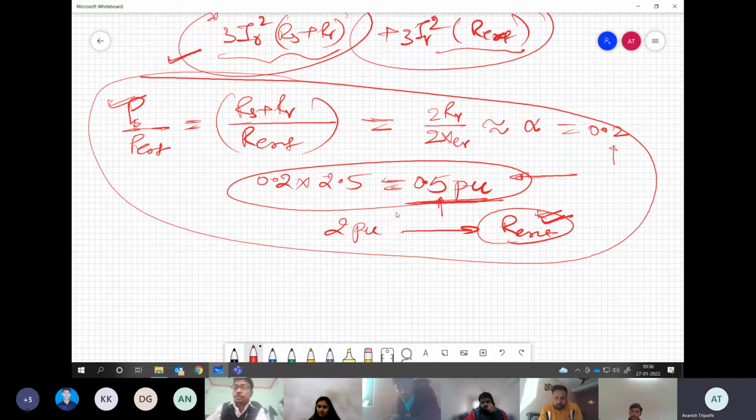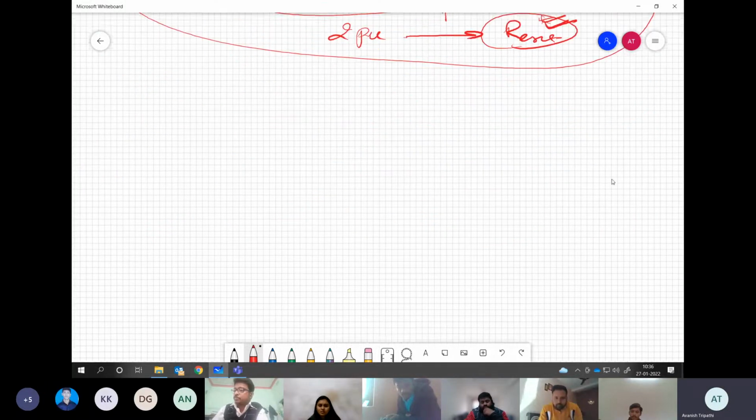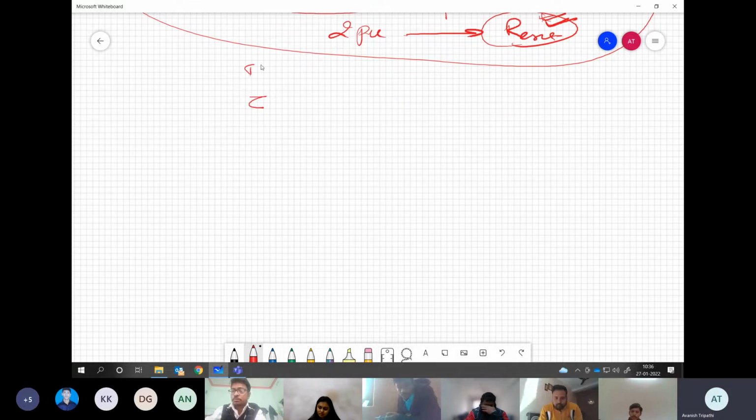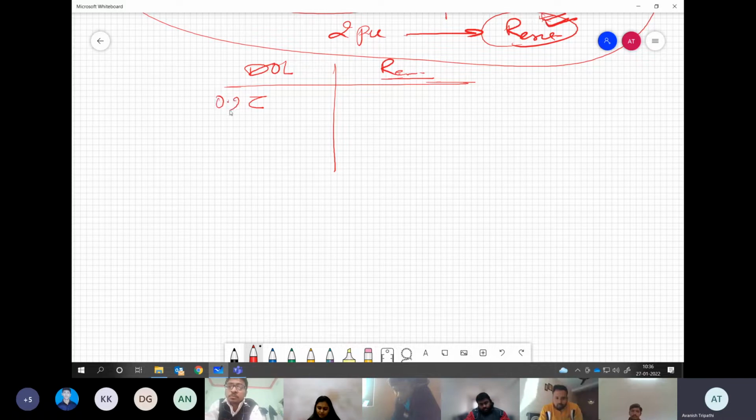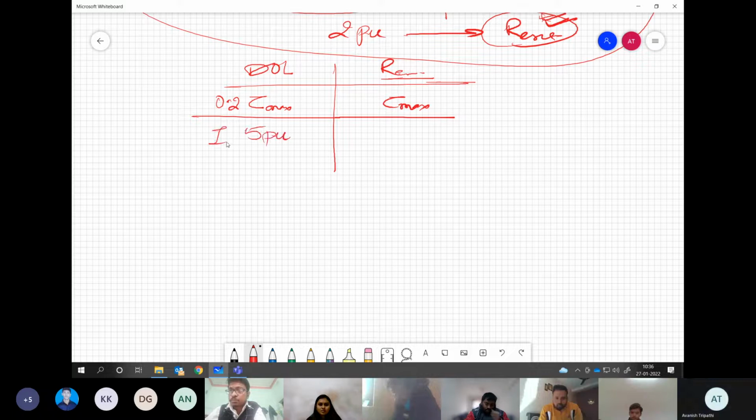Yes, sir. A quick comparison between the direct online and the rotor resistance insertion method. In the direct online we had only 20% of the maximum torque. Here we have tau max. Here we had 5 per unit of current. Here we are having only 3.5 per unit of current.